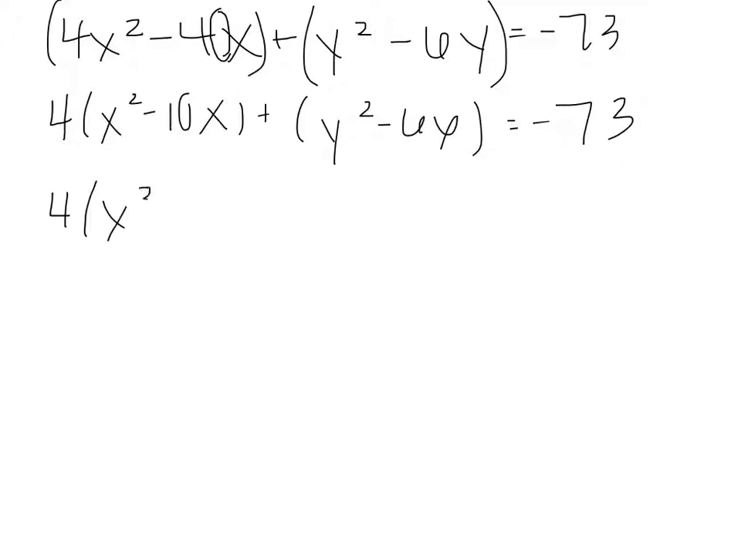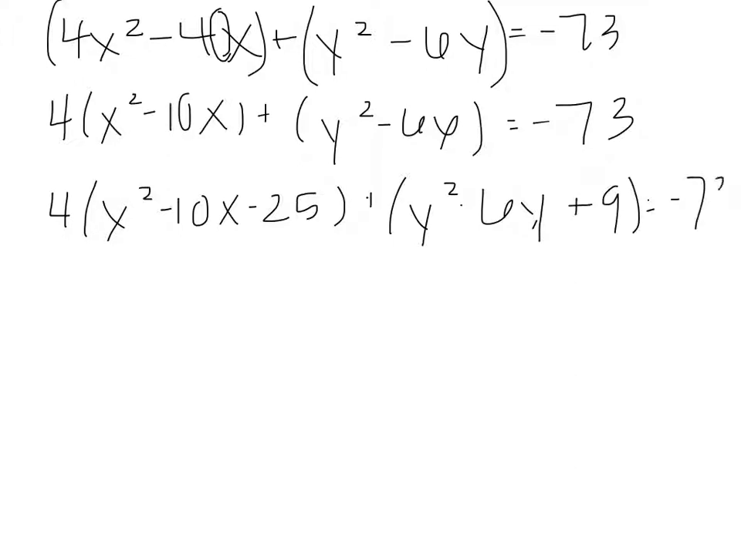So when we did that, I got negative 25 and 9. We have to add those also to the other side. So instead of negative 73, we're going to do 4 times negative 25. Nope, positive 25. I keep making stupid little mistakes. Okay, so positive 25. So I should have 109 plus 73, and that's going to give me 36. Okay, there we go.